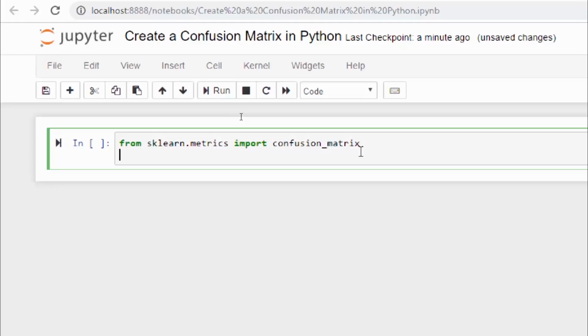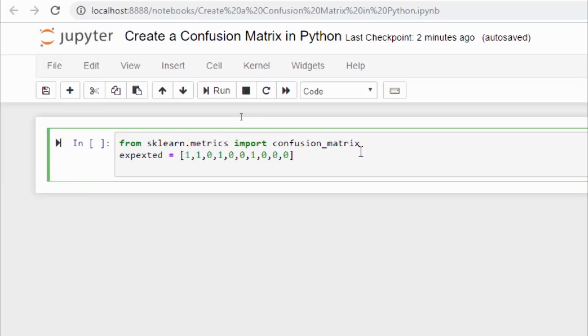Next, let's create some expected values. Let's say expected equals, and let's add some values in it like 1, 1, 0, 1, 0, 0, 1, 0, 0 and 0. Now this is my expected value. Now let's create some predicted values for that.